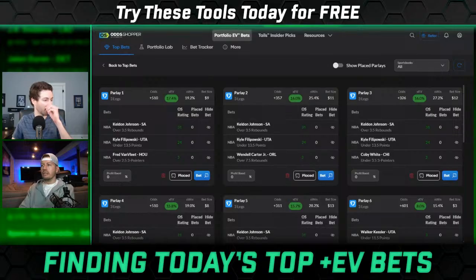And our number one parlay here, oh, actually, this is interesting. I think this is a good discussion point. This one has a 17.4% EV, but it includes threes, lofty Fred VanVleet over 2.5 threes. We could do this parlay, the second one on the board. Keldon Johnson over 3.5 rebounds, Kyle Filipowski under 13.5 points, Wendell Carter Jr. over 7.5 rebounds. So all markets that we like to bet. And that comes out to plus 357 odds. Let's do it.